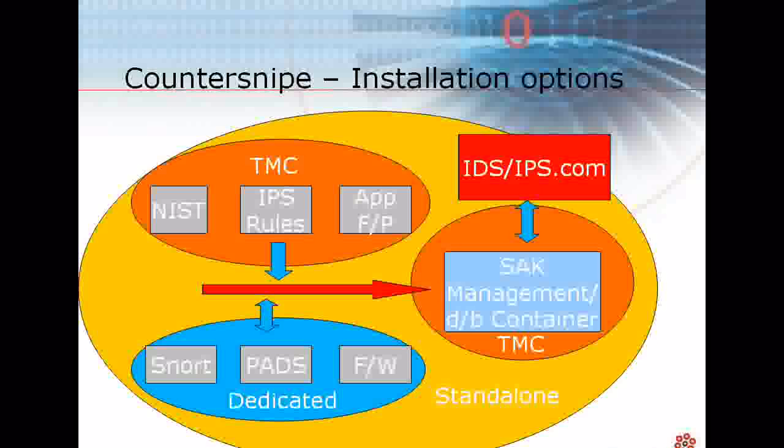Installation options again in a more graphic format. Orange is the TMC, so you will need that orange if you're going to have blue on your network. So if you're going to have just the Snort, the PADS and firewall, the dedicated machines, you need a TMC to do the management. Otherwise, you can have the yellow on a single server and everything is on that one machine.